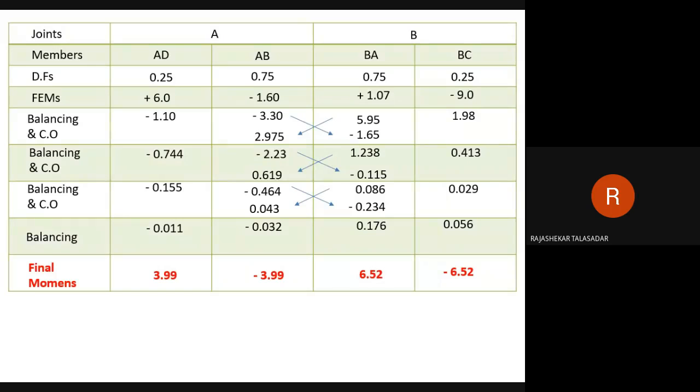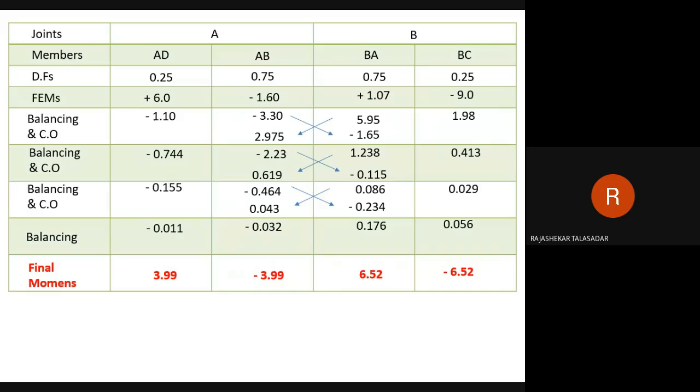Come to this joint. See, this plus this is the unbalanced moment. So this is 0. Minus 0.115 is the unbalanced moment. Balancing moment will be plus. Plus 0.115 into 0.75 is 0.0865. Next, calculate for BC. Plus 0.115 into 0.25, that is 0.028. Okay, right.